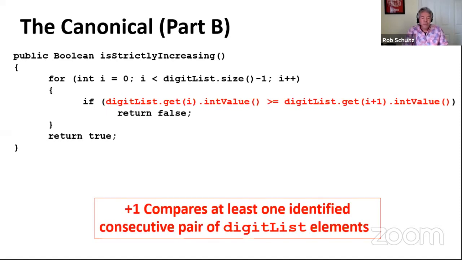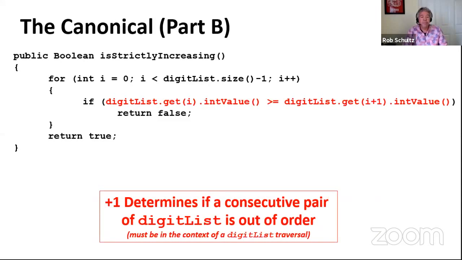So our first point, we compare at least one identified consecutive pair of digit list elements. You notice we have digit list.get(i) and we have digit list.get(i + 1). So there's our consecutive pair of elements, and there is a comparison in between them. Notice it doesn't say it has to be a correct comparison. It just says that we have to compare them in some way. So if I had greater than, if I had less than, if I had not equal to, if I'm comparing them in any way, we would earn that point as long as I'm using a consecutive pair.